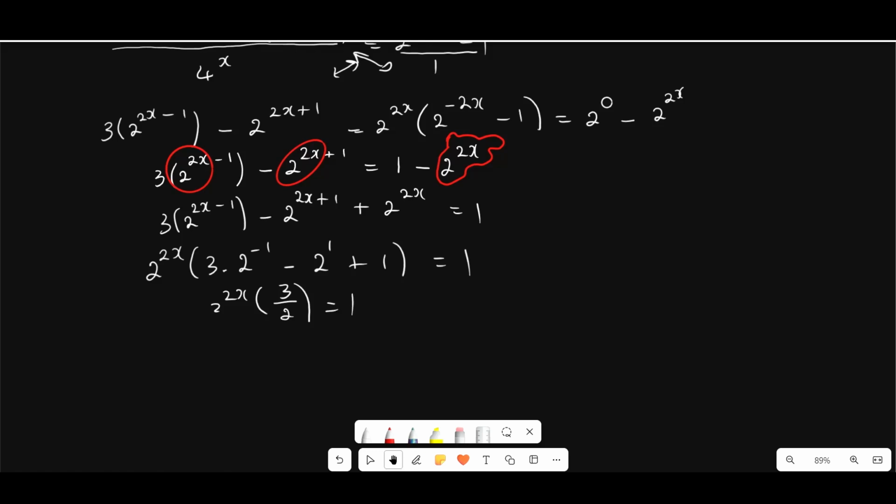Oh no, not 3 over 2. You should get 1 over 2, which is equal to 1. And then if I divide everything by a half, this side here, these two will move, and hence on the right hand side I'll have 2. Therefore 2x is equal to 1, and hence x is equal to a half. Yep, so x is equal to half.